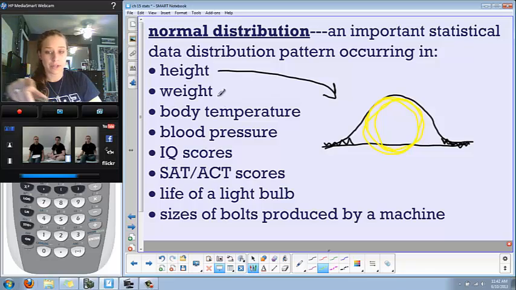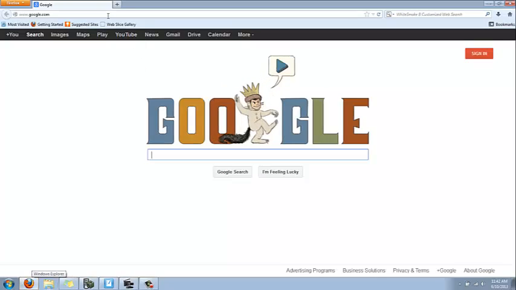It works the same for weight. There's a couple people in this world who are extremely tiny, and a couple people in this world who are extremely large, but for the most part, we're all about average weight, and it works for all these other things too. What I want you to do right now is take a look at your reference sheet, and I'm going to pull it up on the computer again for us so that we can use it.